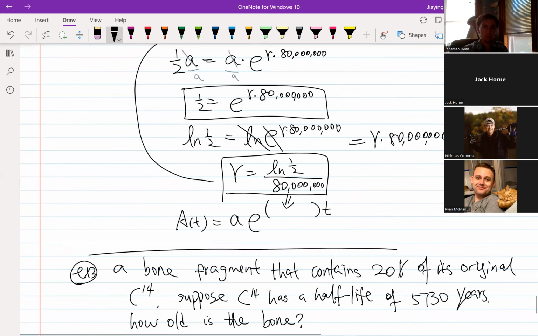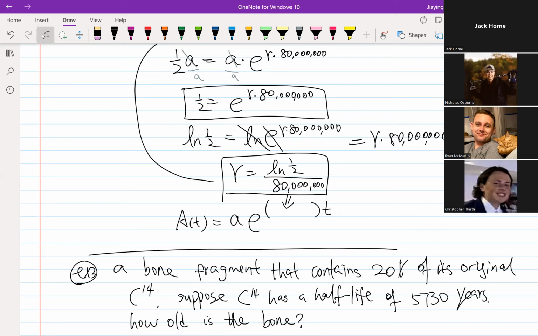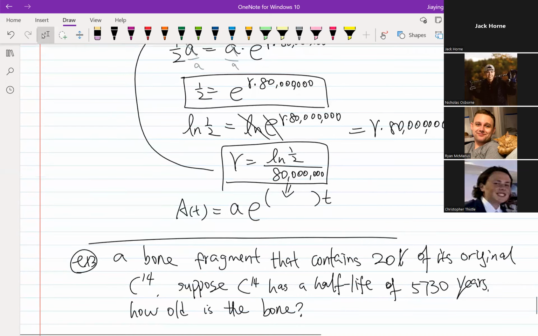So this bone, whatever the amount of carbon-14 it began with, after a number of years, only 20% of it is remaining. We don't know how much it began with. We only know that 20% of that amount is currently existing. And we do know that carbon-14 has a half-life of 5,730. We just want to know how many years have passed from the beginning of this bone.